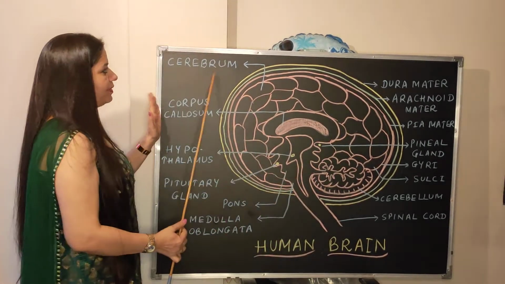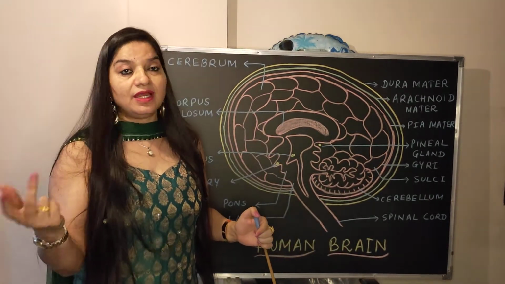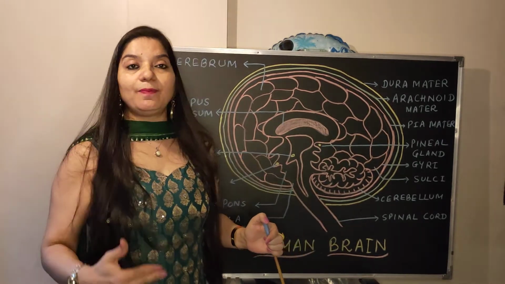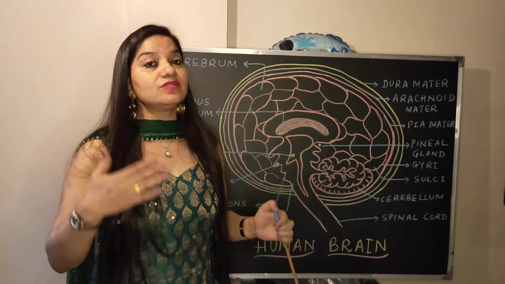So again, to wind up the cerebrum. First, it is the largest part of the brain. Second, it has gyri and sulci, that is ridges and grooves. The outer part is cortex. The middle part is medulla. The outer arrangement is grey matter. The inner arrangement is white matter.